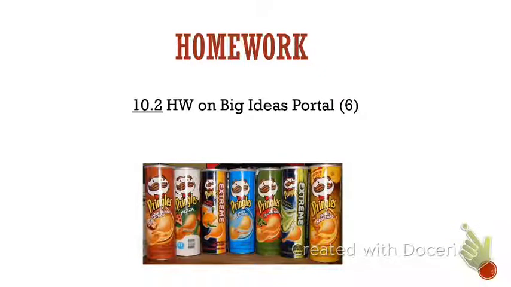And remember, you can use the check feature to see if your answer is correct or not. And then use the help feature also on that Big Ideas portal to help you know and understand how to do the problem better so that you will do great on quizzes and tests that come up.